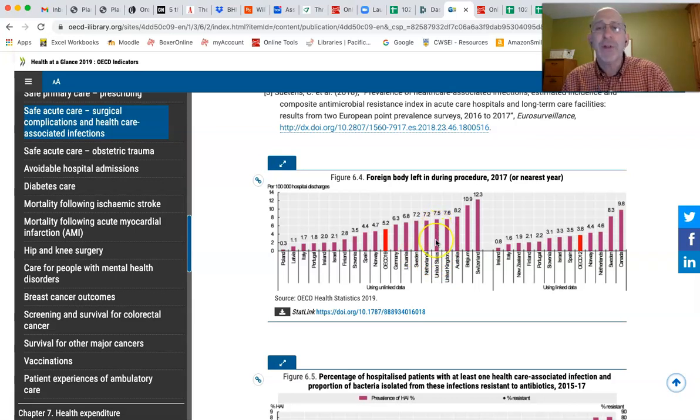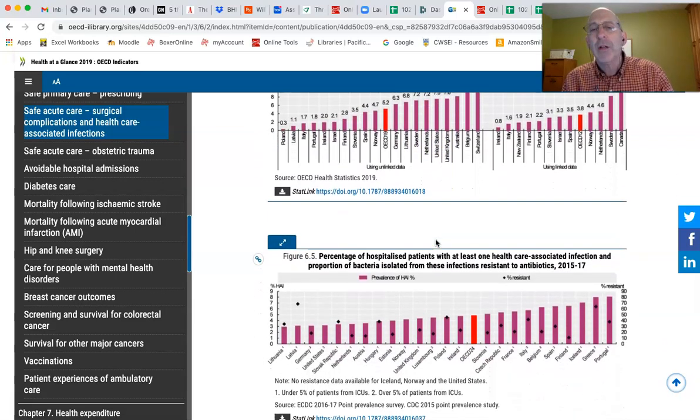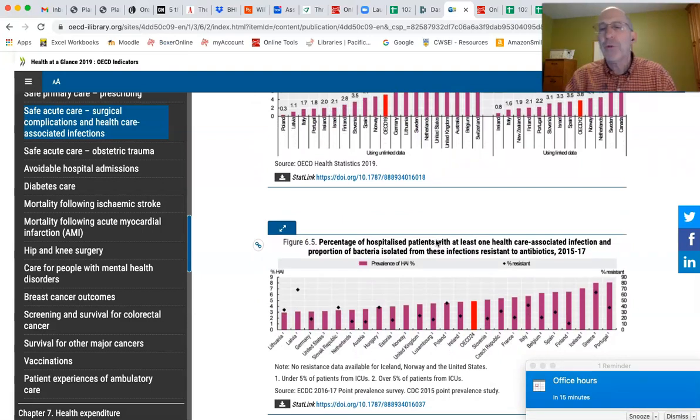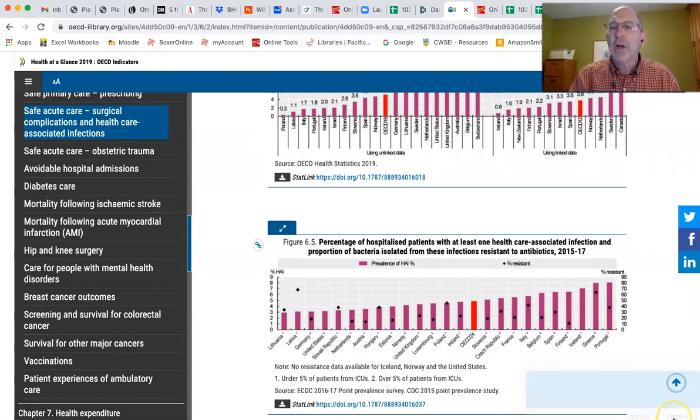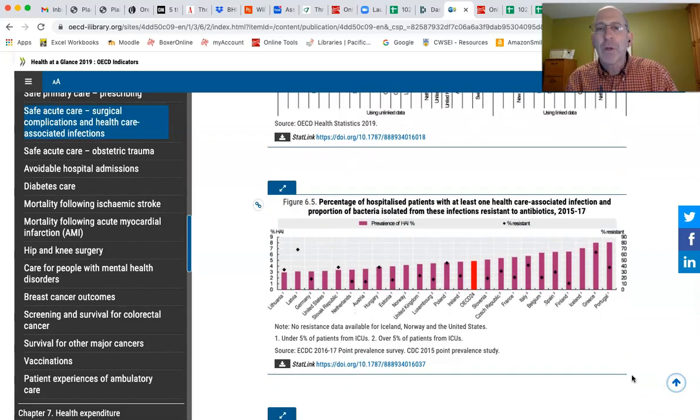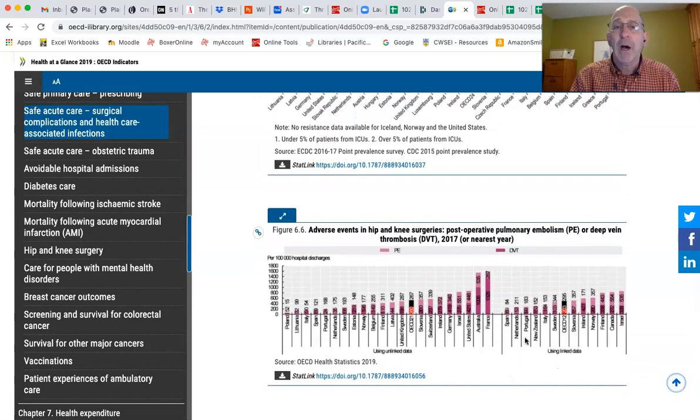So that's some data, some information on the notion that the U.S. quality of care is not ranking among the best, right? That's a bad one. And we could look at the percentage of hospitalized patients with at least one healthcare associated infection. And here we're focusing in on hospitalized patients, and actually on this one the U.S. does pretty well. Okay, so we've got a mixed bag.